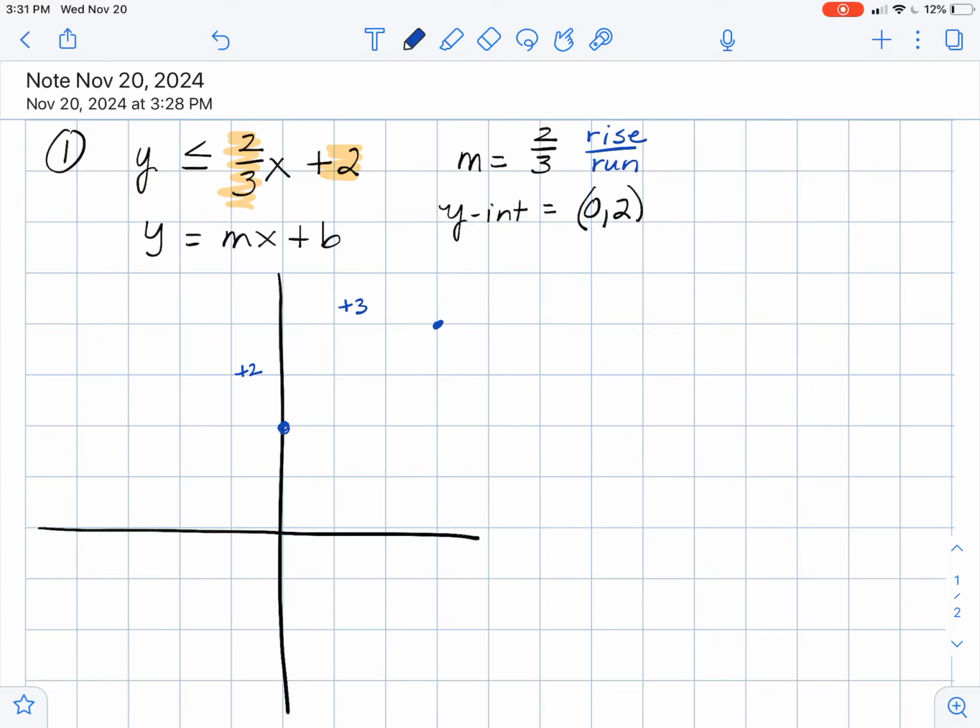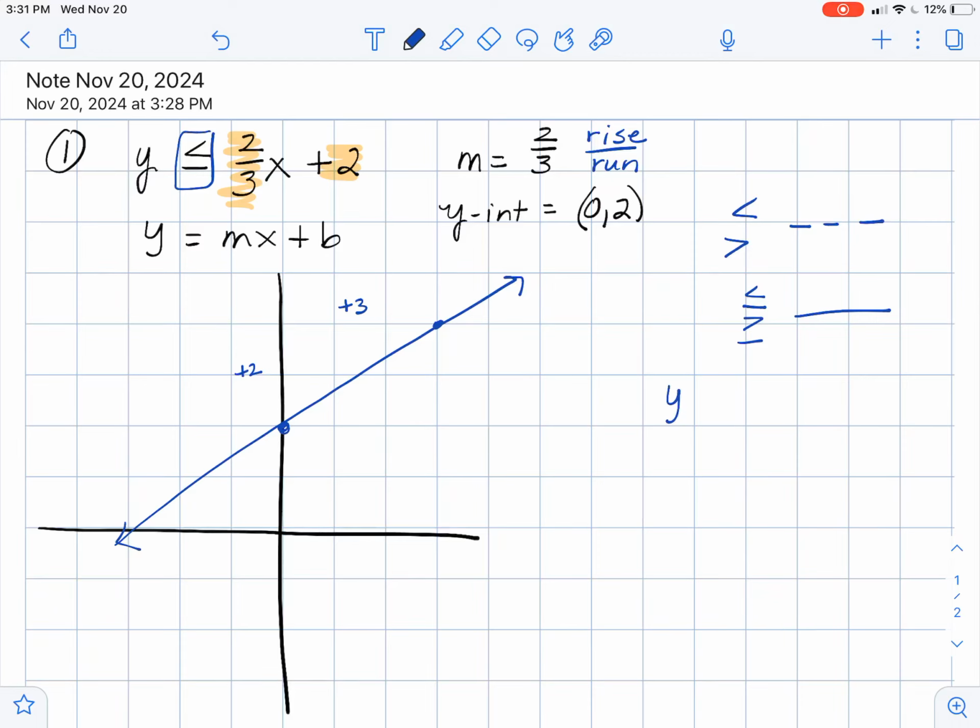Now, before I draw my line, I'm going to look back up here, and I'm going to say, is my line solid or dotted? Remember that if it is this, it is dotted, and if it's this, it's solid, okay? So your less than or greater than is the dotted, and if it is equal to, it is solid. So this one is solid, okay? And then I'm going to test and see if 0, 0 is true, okay?